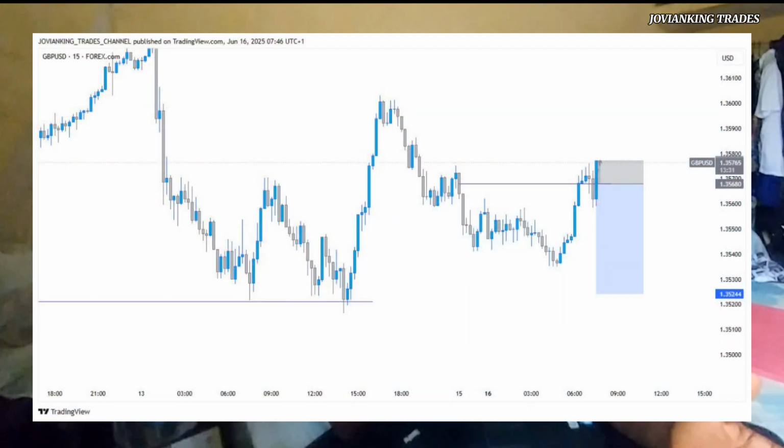Mind you, I was following my trade management and risk management plan, which is that I'm not risking anything more than $2 on this current account. So that is just the trade plan there. And as you can see, the market hit the SL.